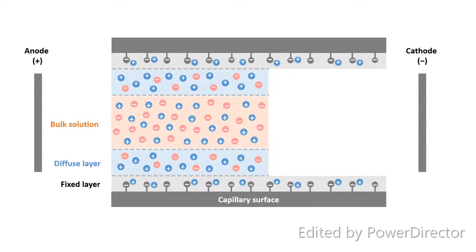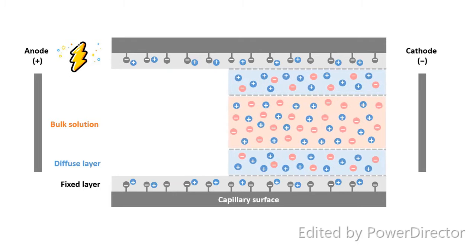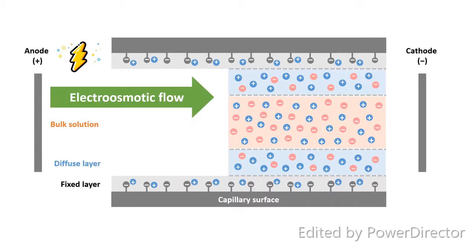Let's take a closer look at what will happen when we apply a voltage across the capillary. On one end, we have the anode, which is positively charged. On the other end, we have the cathode, which is negatively charged. When the voltage is applied across the capillary, the cations in the diffuse layer will be attracted to the negatively charged cathode, dragging the bulk solutions along with them. This is what we call the electroosmotic flow.